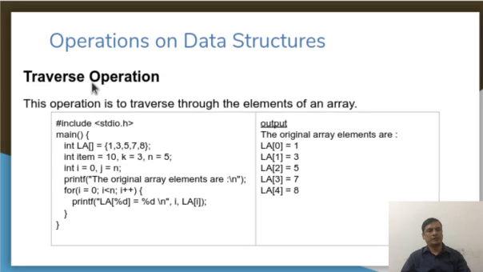So here, the traversal operation. The traversal operation is simply where you are going to have a linear array defined as an integer type. You are going to define it with 5 different values: 1, 3, 5, 7 and 8. And here the item is 10, k equal to 3, n equal to 5. Because this is a traversal operation, you are not going to store or delete the item. So here you are going to just simply print the given set of elements.